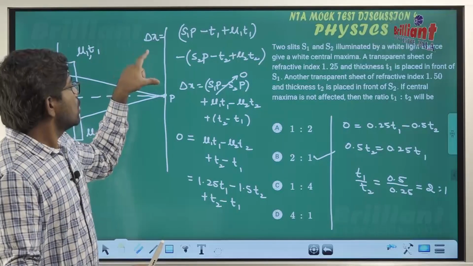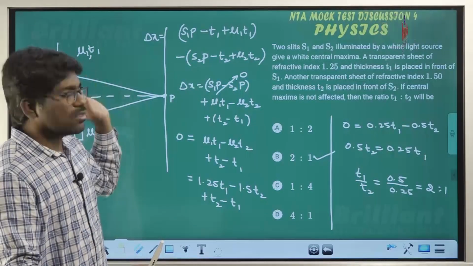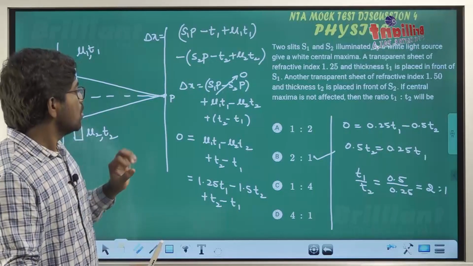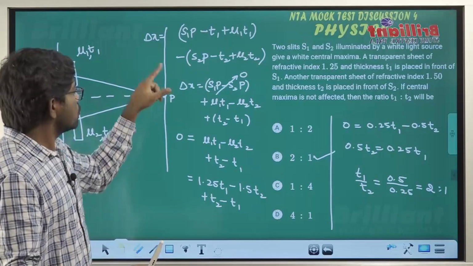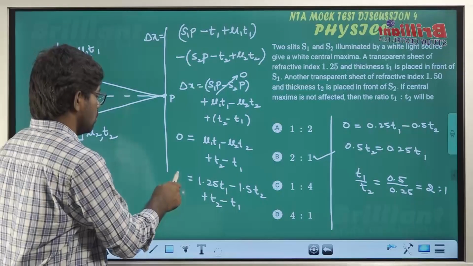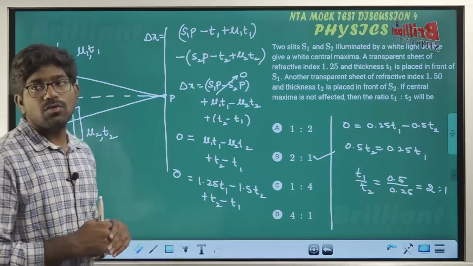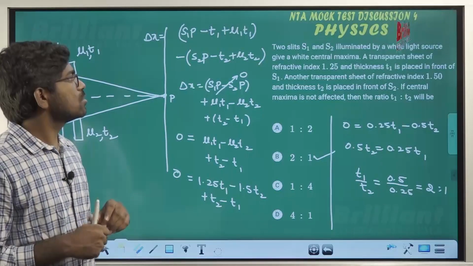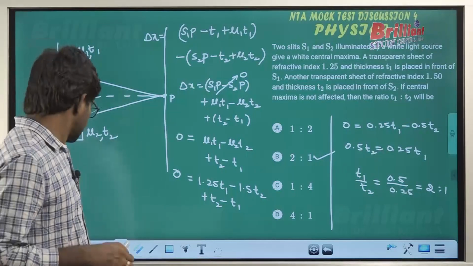Remember this. And we also know that before it was forming central maxima, later also it's forming central maxima. That means S1p minus S2p should be 0. Later also it's forming central maxima, so the path difference from here to here and here to here should be 0, so delta x should be 0. That's it. Then substitute the values, you will get the T1 T2 ratio. Clear everyone, right? That's it. Okay, then let's look into the next question.